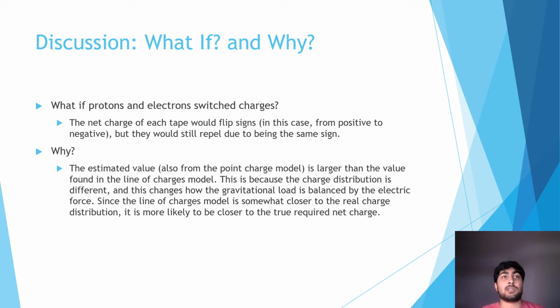For the why question, the estimated value, also from the point charge model, is larger than the value found in the line of charges model. This is because the charge distribution is different, and this changes how the gravitational load is balanced by electric force. Since the line of charges model is somewhat closer to the real charge distribution, it is more likely to be closer to the true required net charge to float the upper tape.